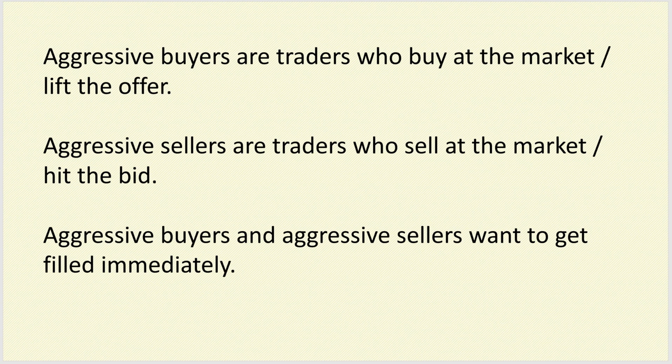Now, aggressive buyers are the opposite. They're the traders who buy at the market or lift the offer. Aggressive sellers are the ones who sell at the market or hit the bid. And aggressive buyers and aggressive sellers want to get filled immediately. They want to get into the market immediately. A passive buyer doesn't have that urgency, doesn't have that need to get into the market that they have to pay the market price or sell at the market price. They're willing to let the aggressive buyer come to them.